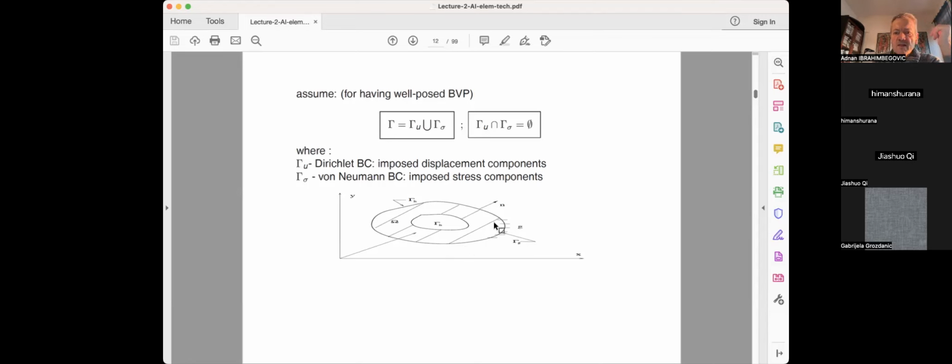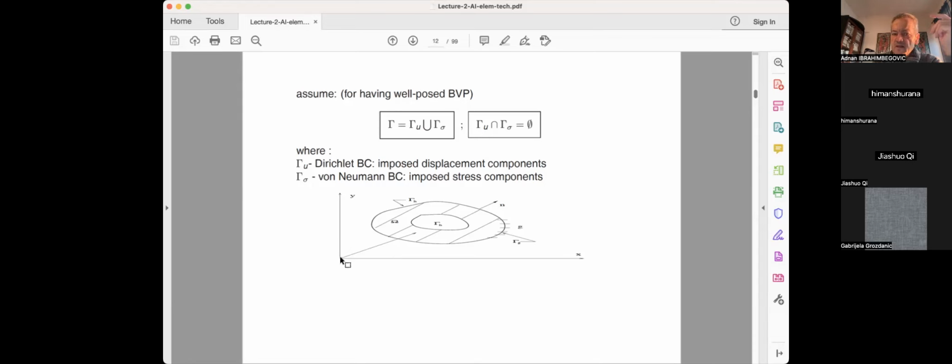So how many of these points do I have to have in the 2D case? Basically, I have to remove the rigid body motion along the x-axis, I have to remove rigid body motion along the y-axis, and I have to remove rigid body rotation. So a minimum of 3 support points have to be in gamma u.